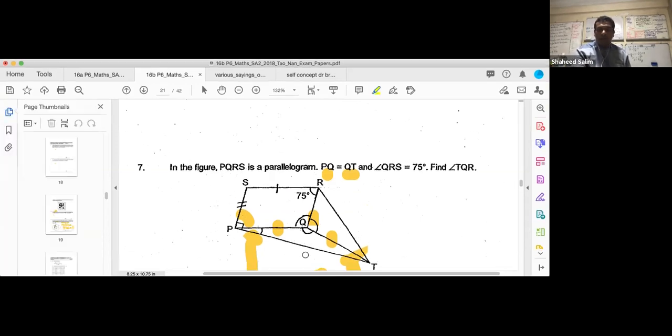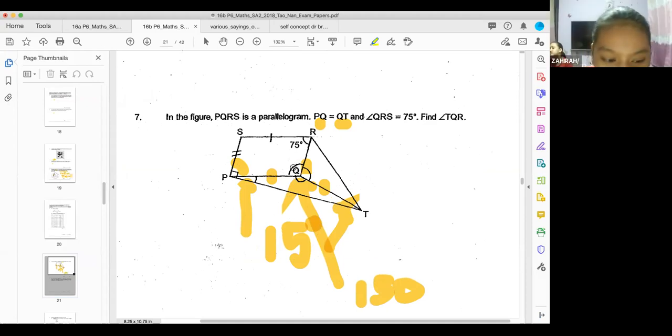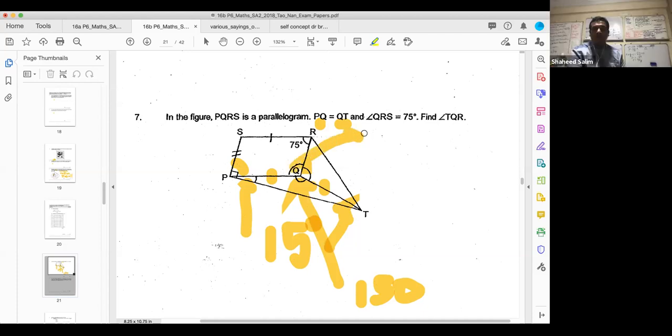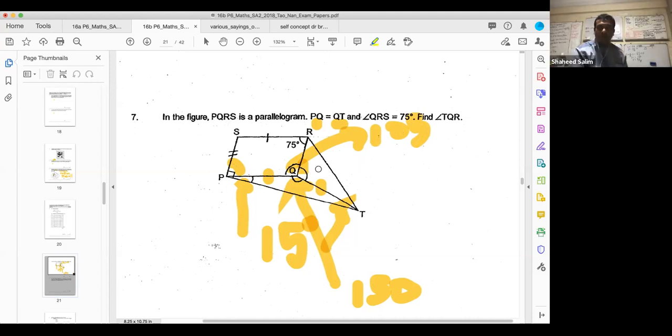Sorry, yeah. If this angle is 150, it's 150. And then you know this plus this, how much is this? 180 minus 75. This one is 105, right? So you can take 360, the last one, minus 105 minus 150. You get 105 also for this one.